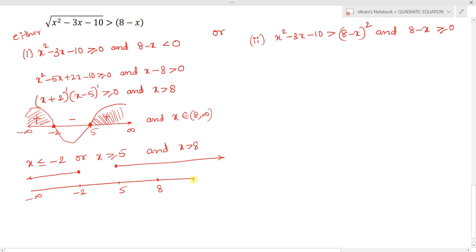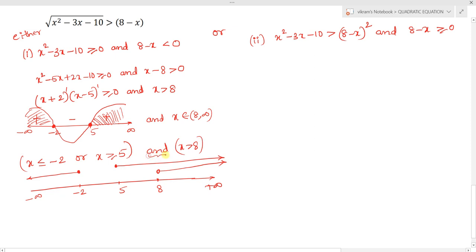X is from 5 to plus infinity. Next, what is the other condition? X greater than 8. Greater than means open braces, not included. So it is 8 to infinity. Now this is one solution and this one is another solution.